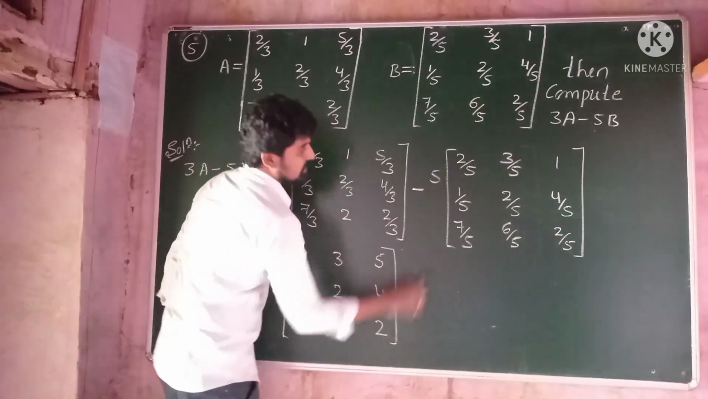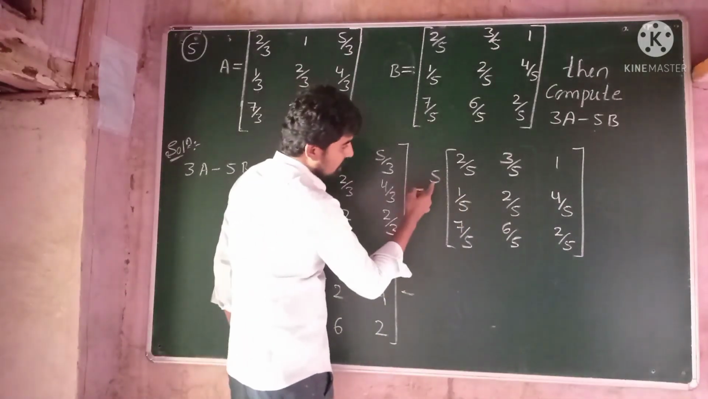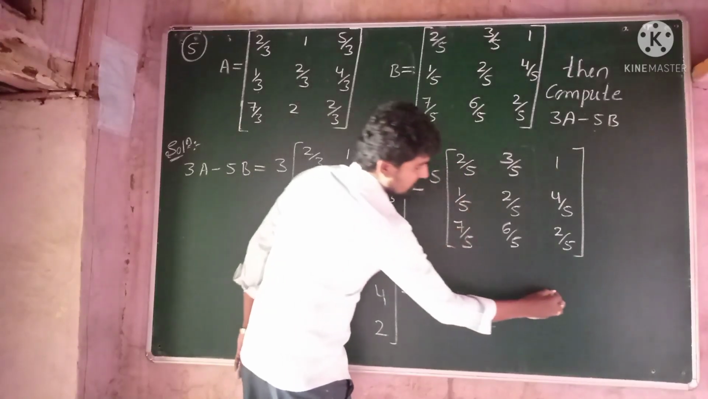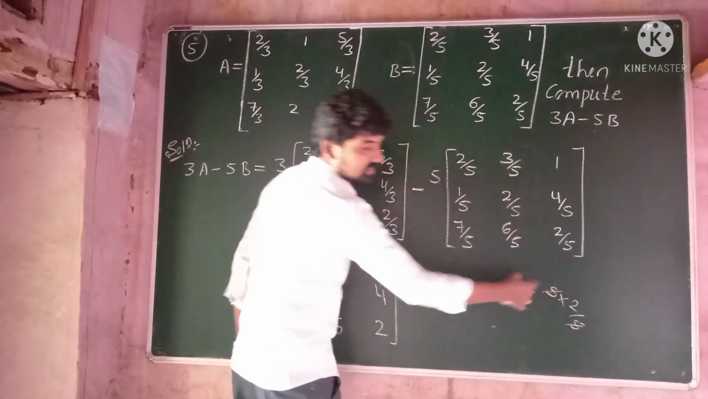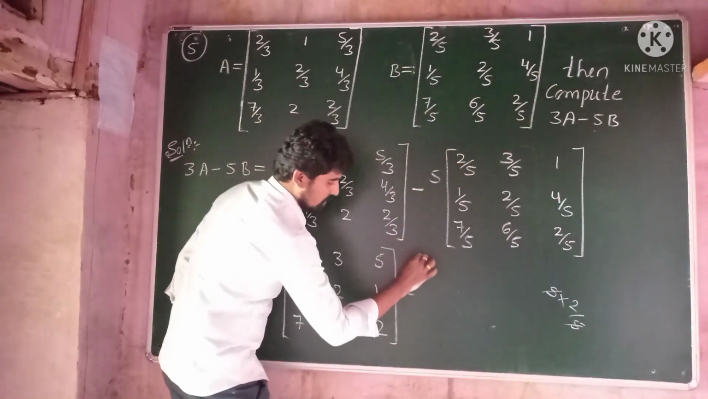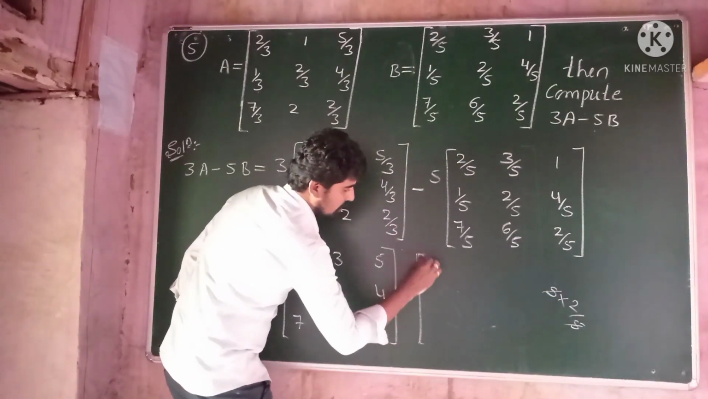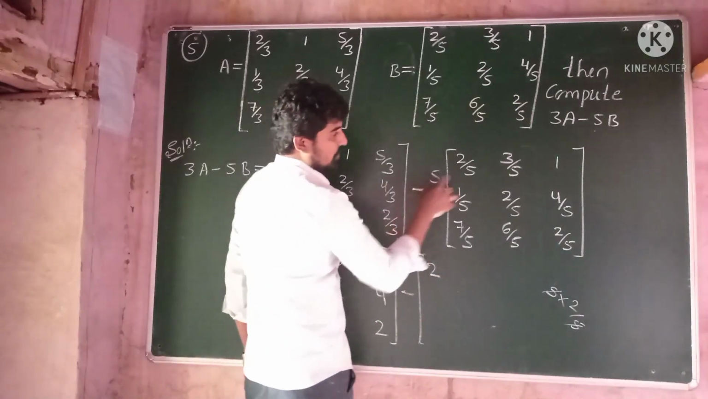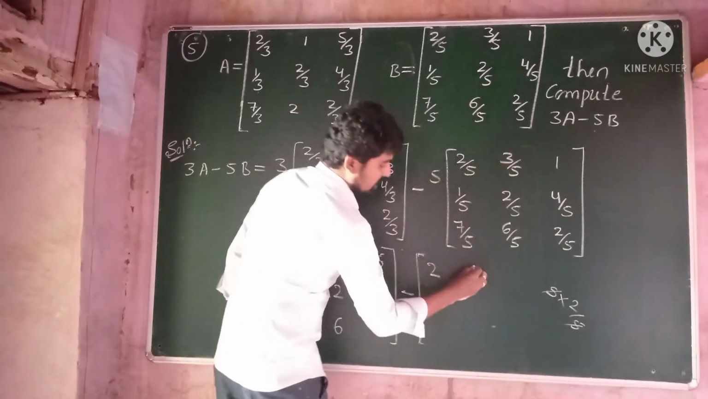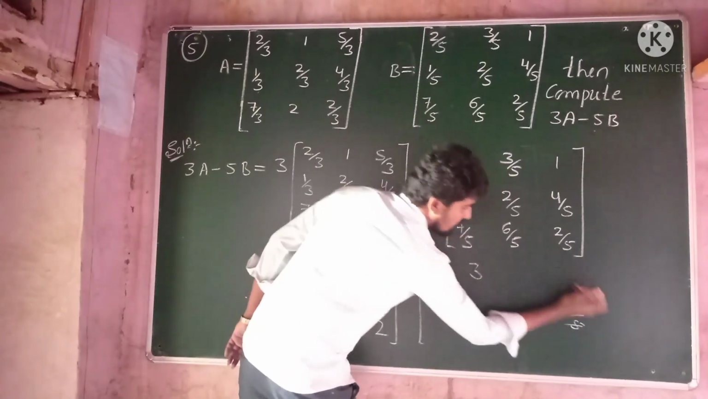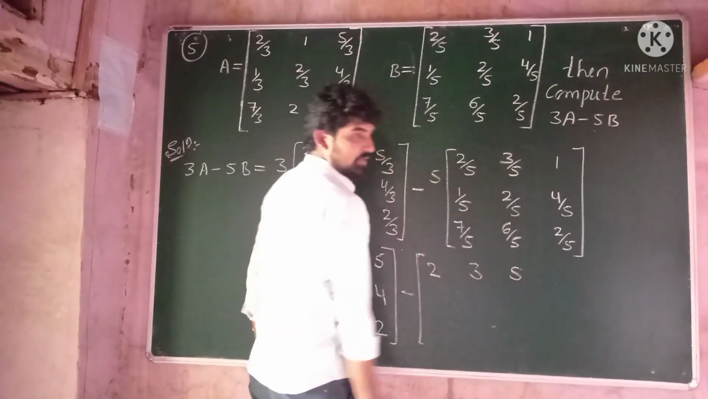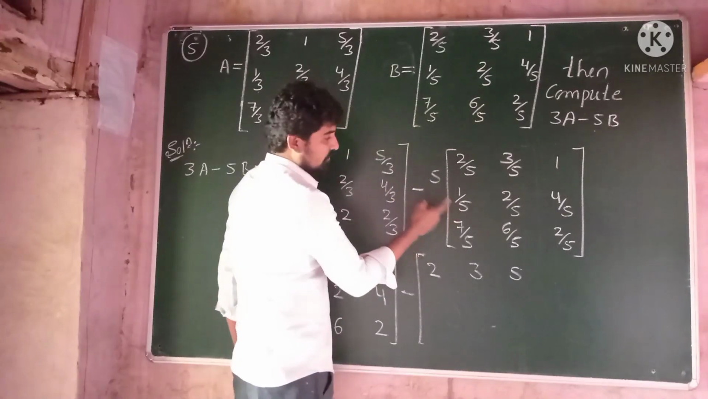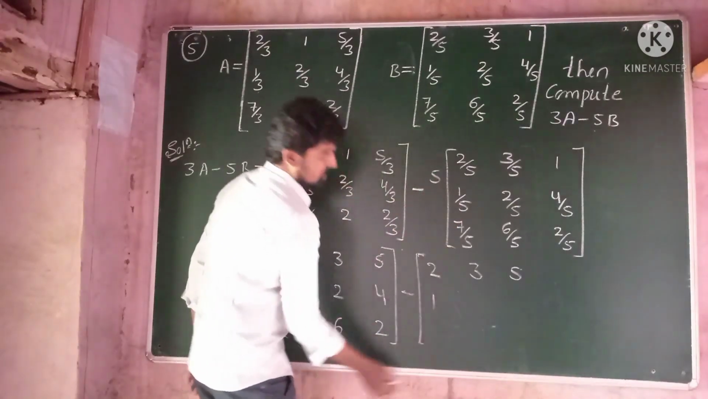And similarly, minus 5 into B matrix. 5 into 2 by 5, 5 and 5 get cancelled, remaining 2. 5 into 3 by 5, 5 5 get cancelled, 3. 5 into 1, 5. 5 into 1 by 5, 5 5 get cancelled, 1.